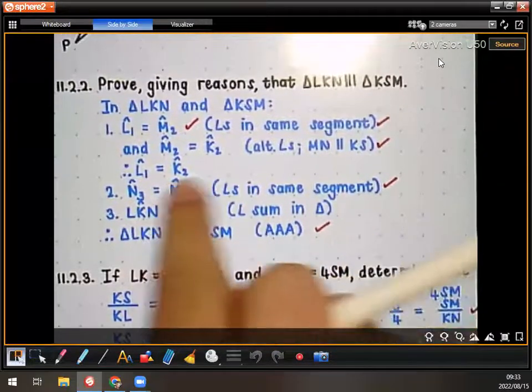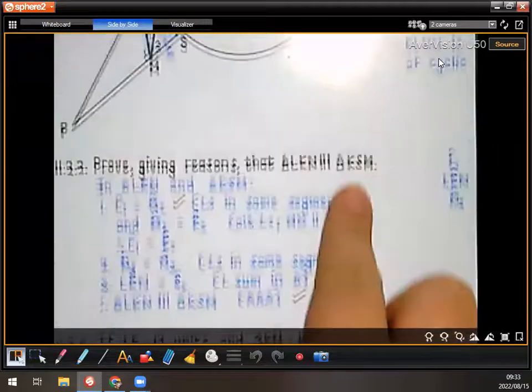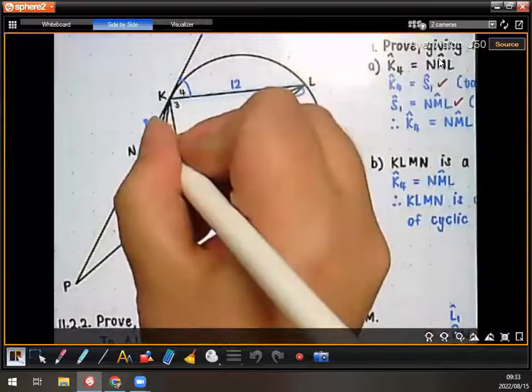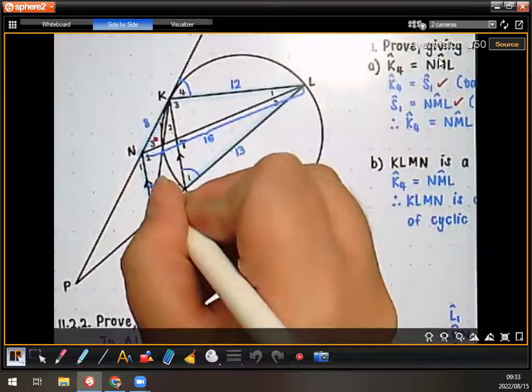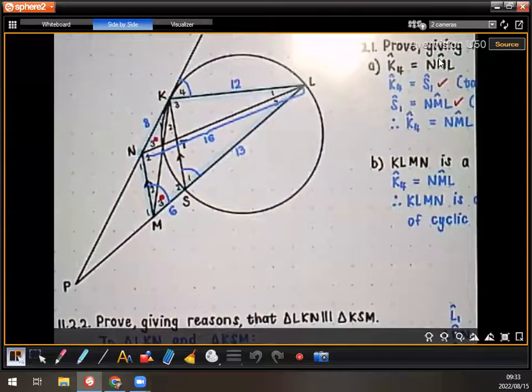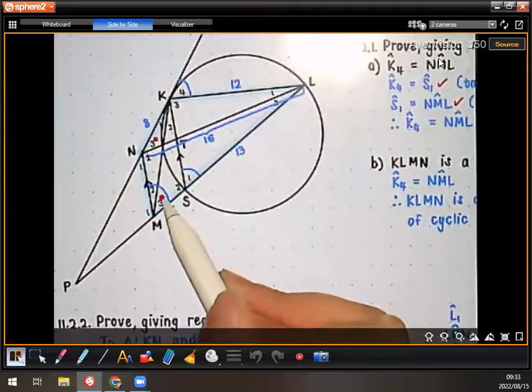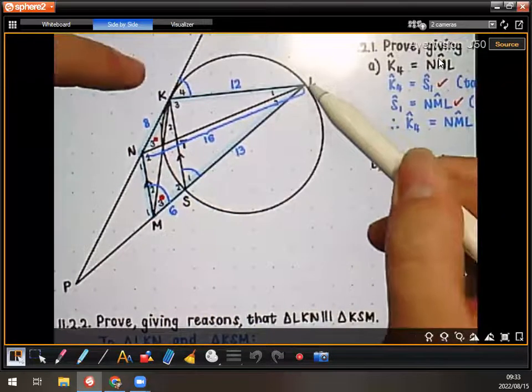Now guys, I'm using the cyclic quad to prove this. I'm going to go up quickly. N3 equal to M3. So we notice that N3 and M3 are both subtended by KL.